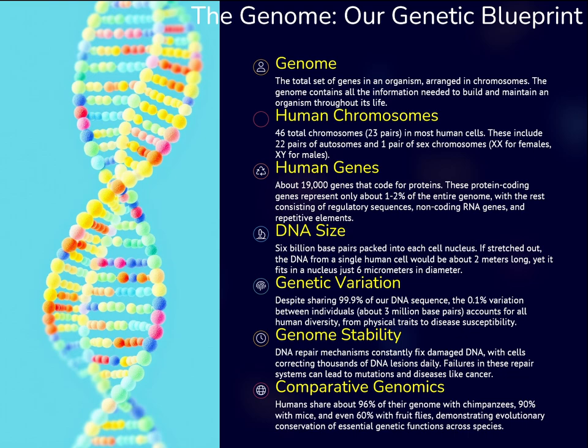The sequence of these bases, the A's and T's and C's and G's, is like a code, meaning it tells the cell what proteins to make and in what order. Even tiny changes in the sequence can lead to big changes in traits or even cause genetic disorders.